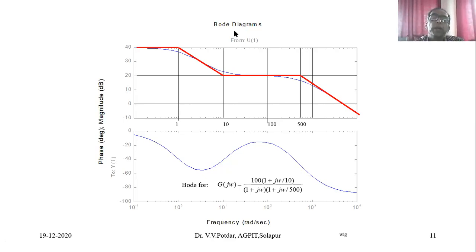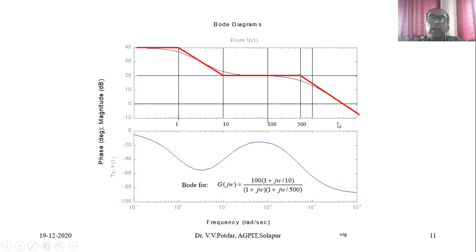Similarly, from the Bode plots, we can make stability comments. Now see, this is just one example I'll try to explain. This is the magnitude plot. This is the zero magnitude line. Wherever this Bode magnitude plot crosses the 0 decibel line is called the gain crossover frequency. It is the frequency at which the gain crosses the 0 value.